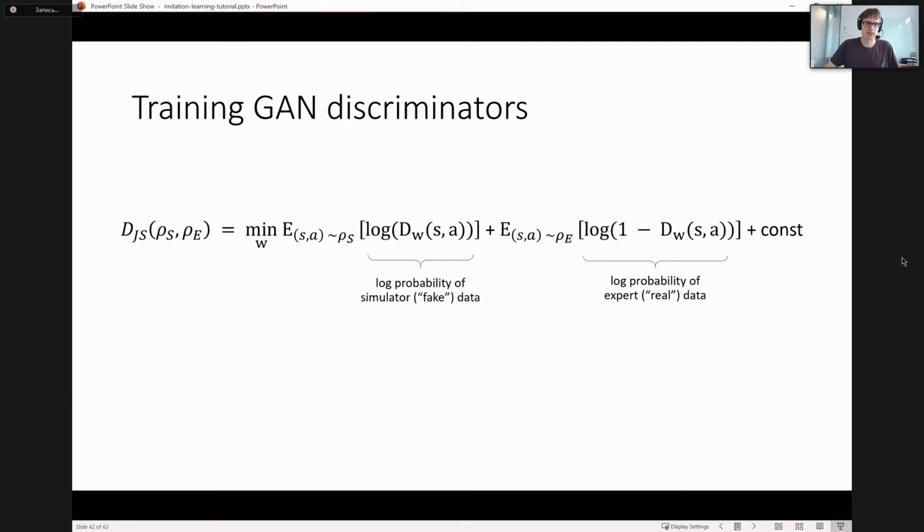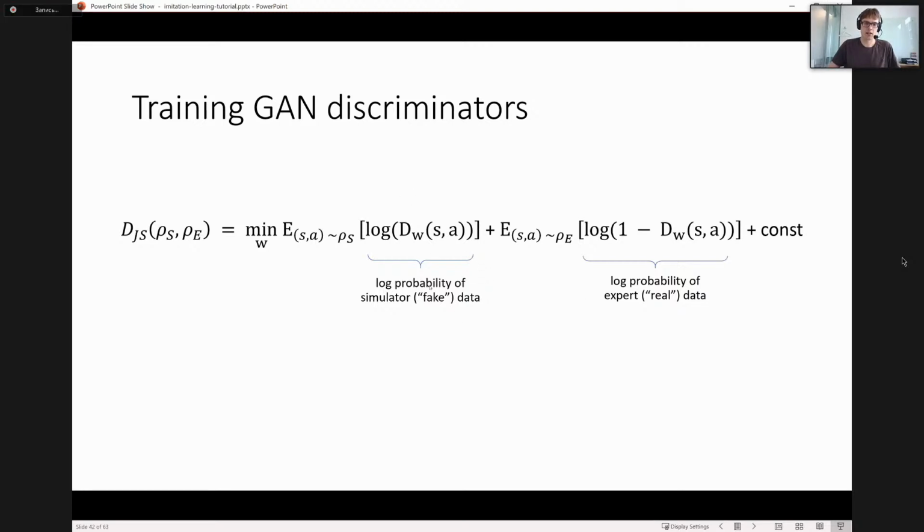We can define the Jensen-Shannon divergence as this problem that we saw in the last slide, and now we can interpret the terms in that expression. The discriminator D_w(s,a) is, for now, just some function that takes state-action pairs and gives us a value between 0 and 1. And so this term is the log probability that the data is fake.